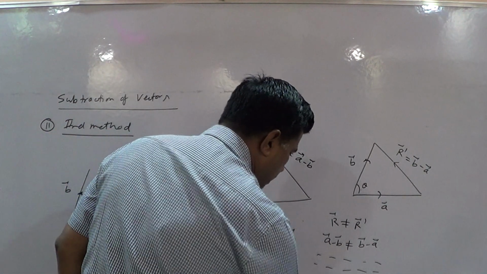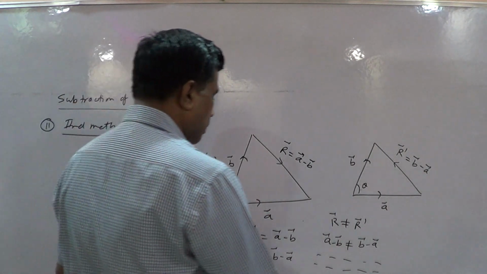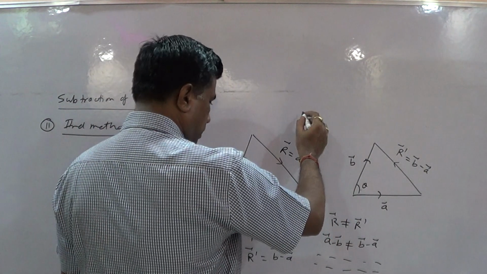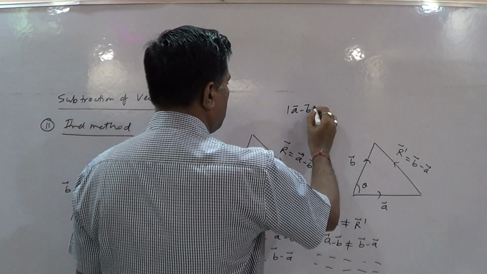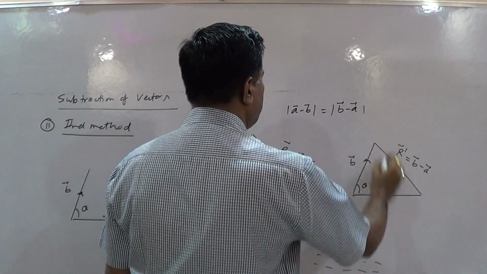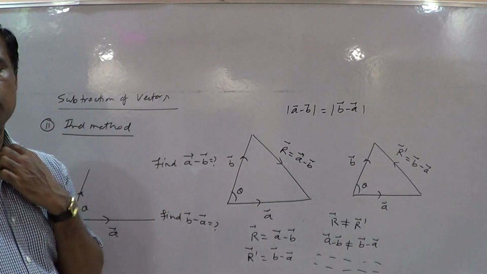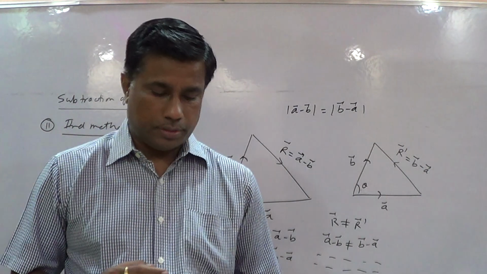Mod of vector r equal to mod of r dash. That is, I am going to write at this place, mod of a minus b is equal to mod of b minus a. So their magnitudes are same, length is same, but directions are different.